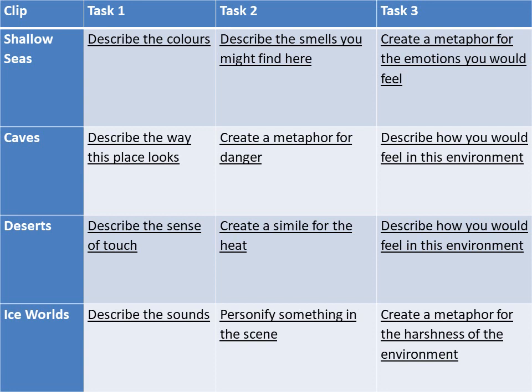So for instance, the first clip is about shallow seas, and as you're watching it, or after you're watching it, I don't mind, you need to fill in the boxes for task 1, describe the colours, task 2, describe the smells you might find, and task 3, create a metaphor for the emotions you would feel. So you're doing that for each of the 4 clips. So please could you go onto YouTube now and watch those 4 clips so you can fill in this table which you're going to copy into your book.